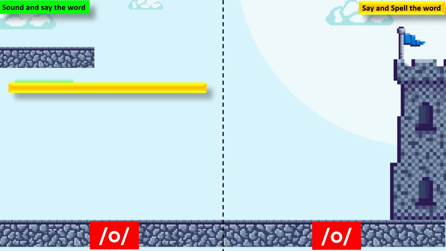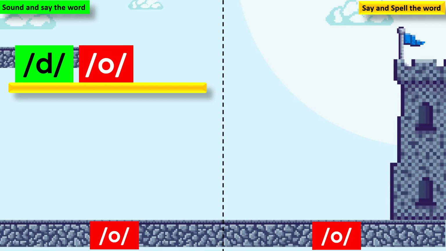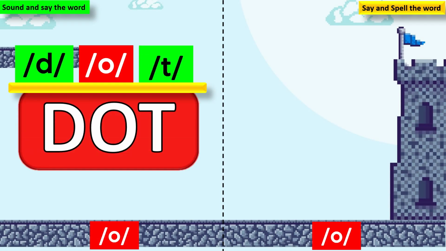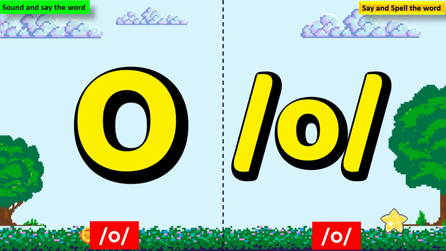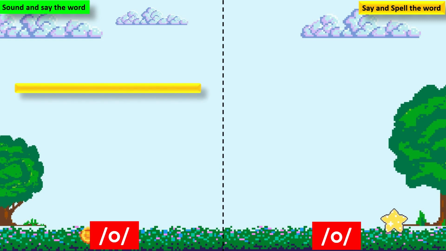Today, we are learning how to sound and spell CVC words. Our focus is on the letter O, which makes the short vowel sound aw. Sound the letters, say the word, then spell the word. Let's start. Sound the letters.